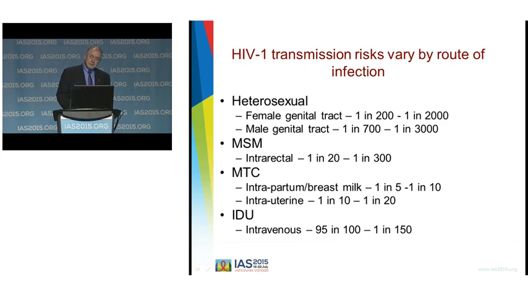Heterosexual transmission is the least frequent, somewhere in the order of 1 in 200 to 1 in 3,000. MSM interrectal is about 10 times more frequent, and MTC even higher. Intravenous depends, of course, on the dose, with transfusions being nearly 100%, while intravenous drug users are somewhere greater than 1 in 100. The route not only influences risk, but it also influences the pressures put on the virus during transmission. So when we compare different studies, it's important to realize that different cohorts may have different risk factors that influence the nature of the virus that's being transmitted.